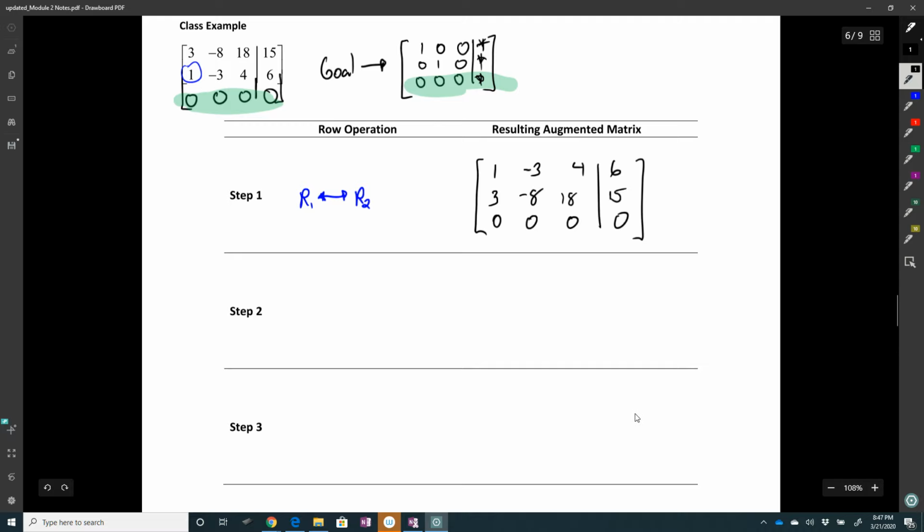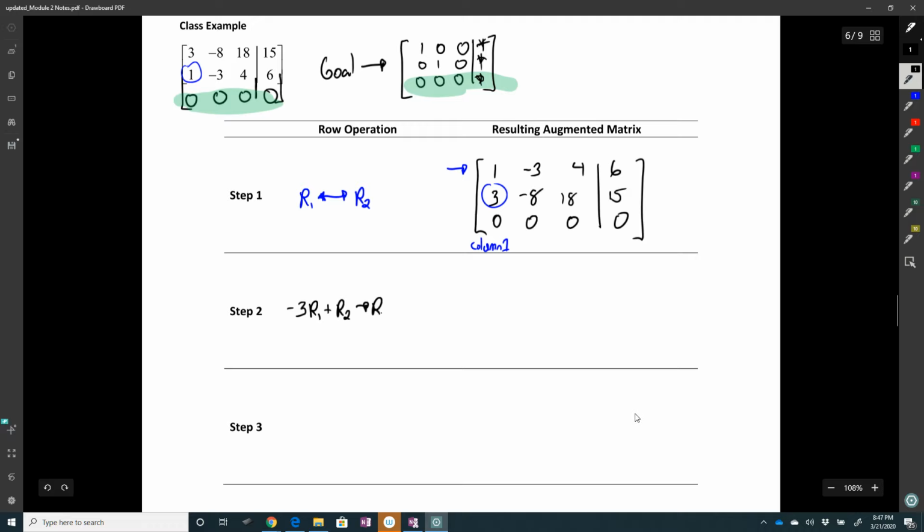All right? Now that I have that, my next step is to get rid of this one. I'm in column 1. So I'm going to use row 1 to get it done. The opposite of 3 is negative 3. Negative 3 row 1 plus row 2 is going to be my new row 2.